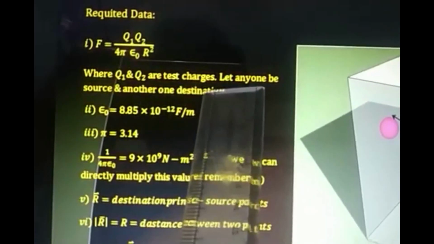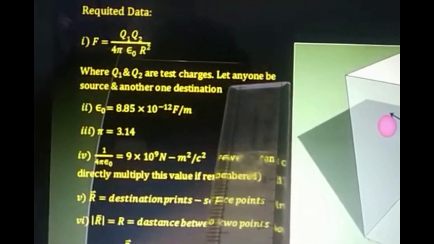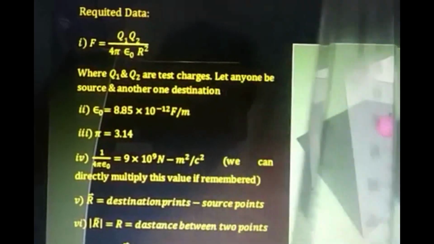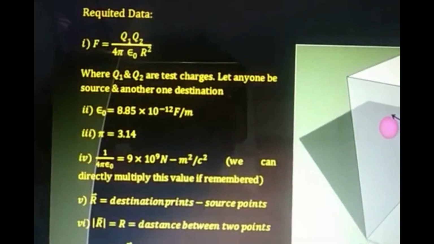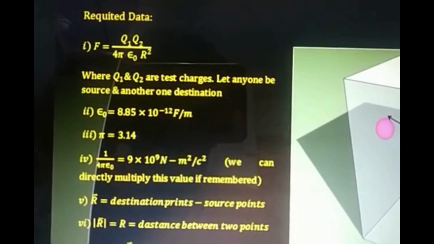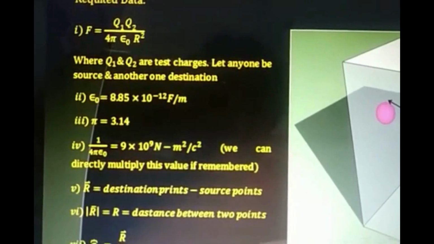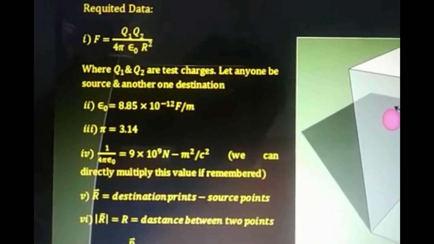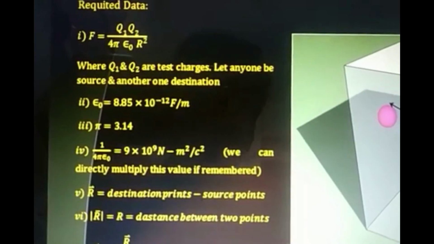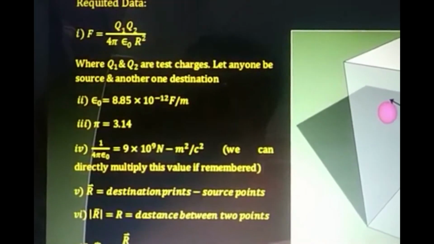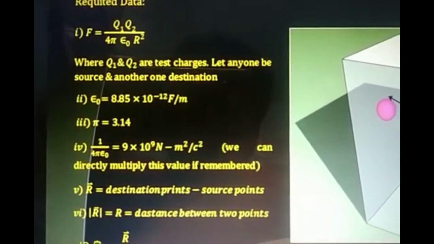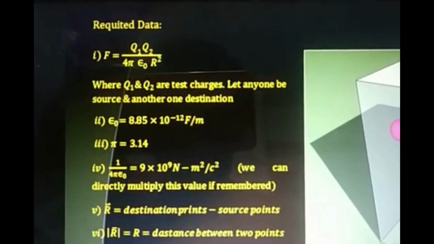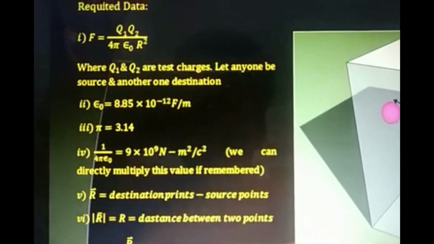So Q1 and Q2 may be our test charges, and we have to consider one as source and one as destination. This is a very important thing in the rest of the topics also. We have to find out who is the source and who is the destination. One charge applies the force and another charge faces the force. The one who applies force is the source and the one who is facing the force is the destination.